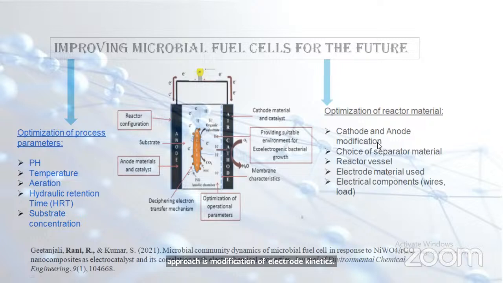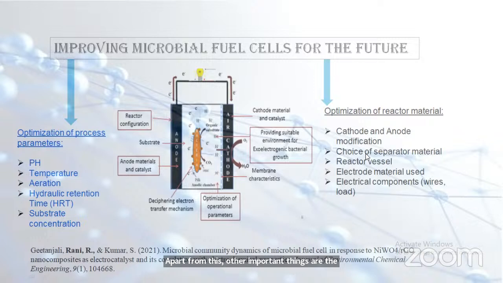So cathode and anode have been modified in various ways, and one of the common modifications which is very much into research these days, and we have also done some work on it, is using nanocomposites or nanomaterials to improve the electrocatalytic property of the system or to improve the electrode kinetics. So the electrode material and electrode modification are two important parameters which significantly affect the performance of the reactor.